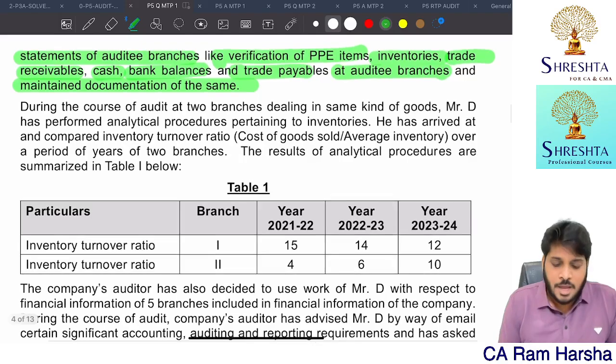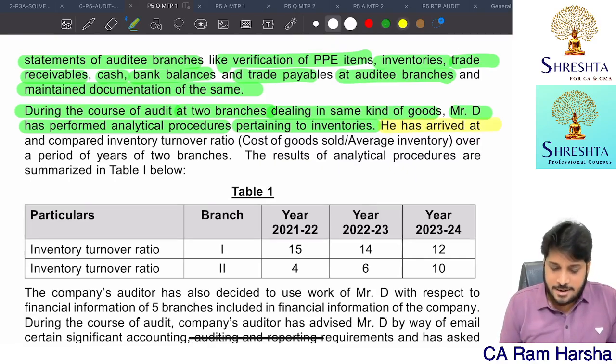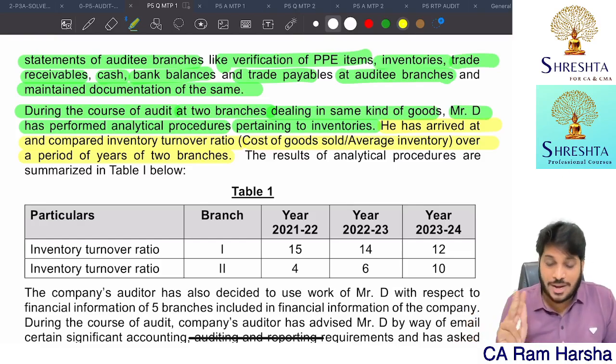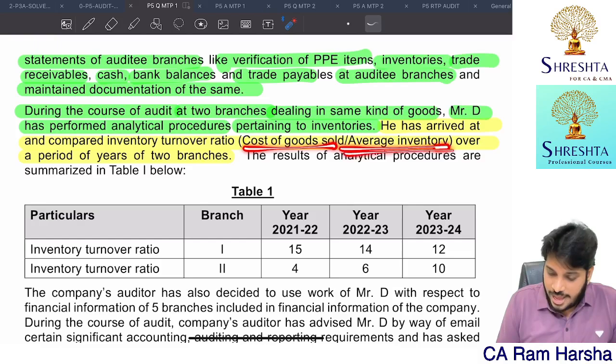the same. Okay. During the course of audit at 2 branches dealing in same kind of goods, Mr. D has performed analytical procedures pertaining to inventories. Okay. He has arrived at and compared inventory turnover ratio over a period of years for 2 branches. For 2 branches, he has done analytical procedure where he specifically did what? Inventory turnover ratio he compared. So what is the cost of goods sold to average inventory?